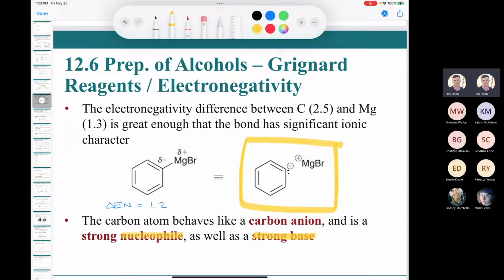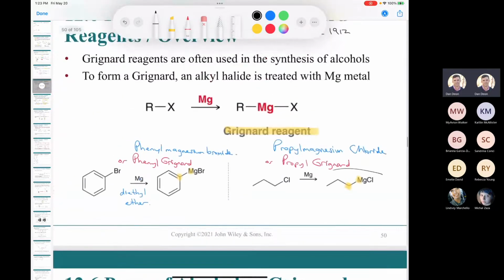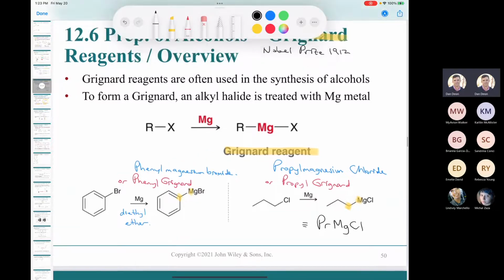All right, somebody asked me, is there another abbreviation that you can use for these? Absolutely. Instead of writing out an entire aromatic ring, you could just say PhMgBr. That would just be a condensed form of this. And if you go back here for this propyl magnesium chloride, you could just write propyl magnesium chloride. Again, that's just a shorthand. There's nothing wrong with either of those. They all mean the exact same thing.